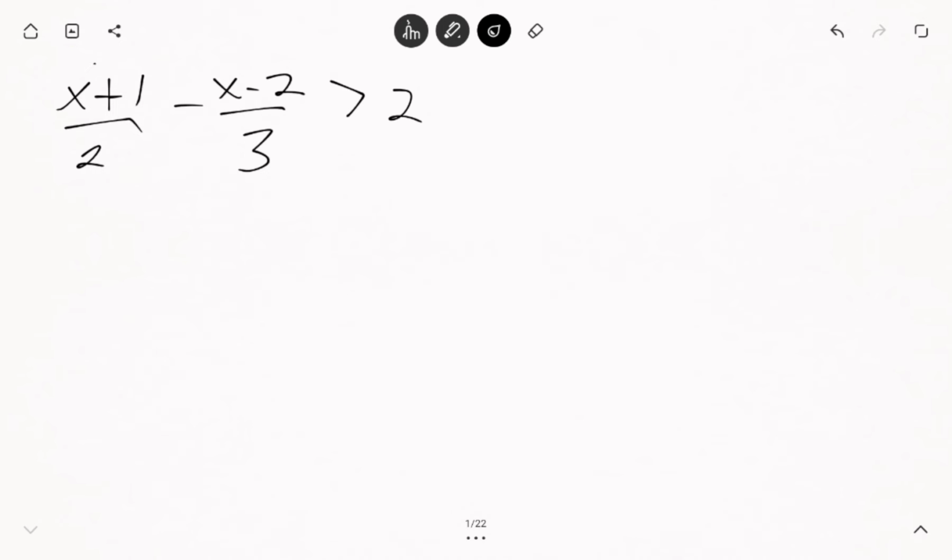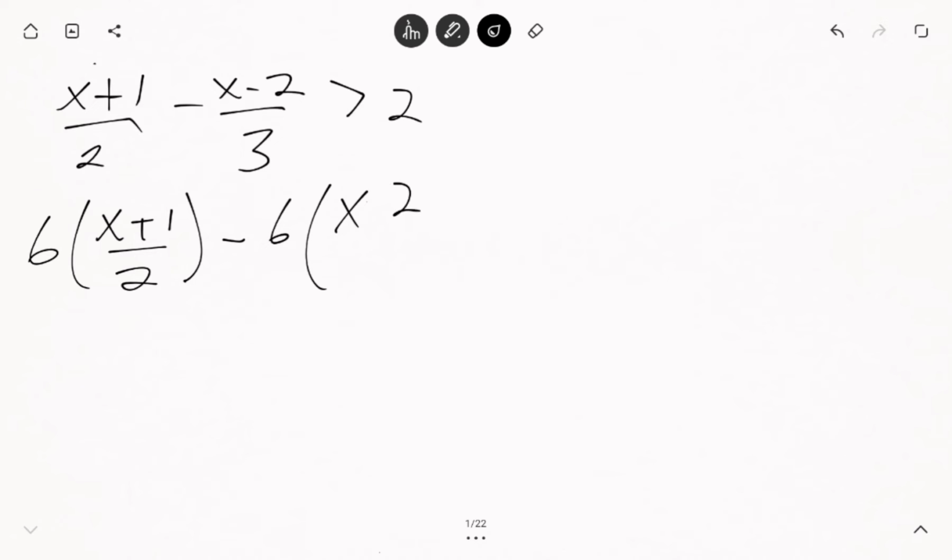Now, the first thing we need to do when we have fractions in an inequality is to make sure we get rid of the fractions. We do that by multiplying through by the LCM. If we look at the denominators, 2 and 3, the least common multiple, or the LCM, is going to be 6. So we multiply through the inequality terms by 6. So it becomes 6 multiplied by (x + 1)/2 minus 6 multiplied by (x - 2)/3 is greater than 2 multiplied by 6.